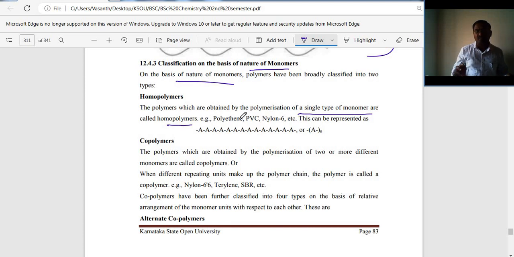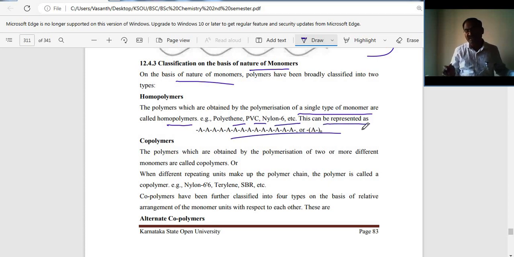The polymers which are obtained by the polymerization of a single type of monomer are called homopolymers. Examples: polythene, PVC, nylon 6. This can be represented as follows. Copolymers. The polymers which are obtained by polymerization of two or more different monomers. When different repeating units make up the polymer chains, the polymer is called a copolymer. Examples: nylon 6,6, terylene, etc.